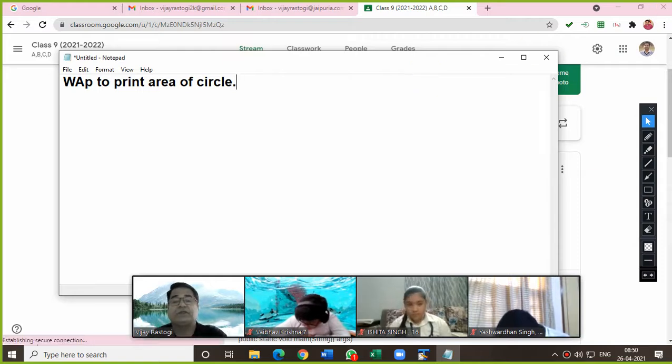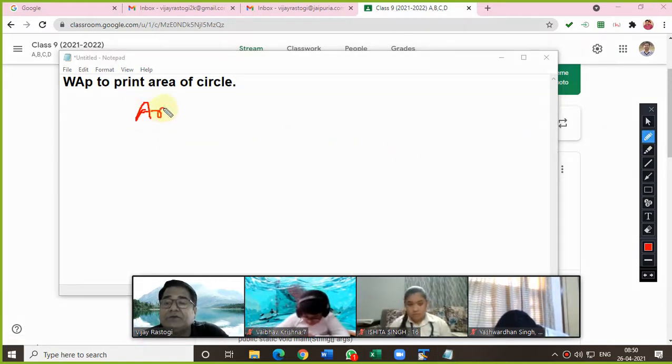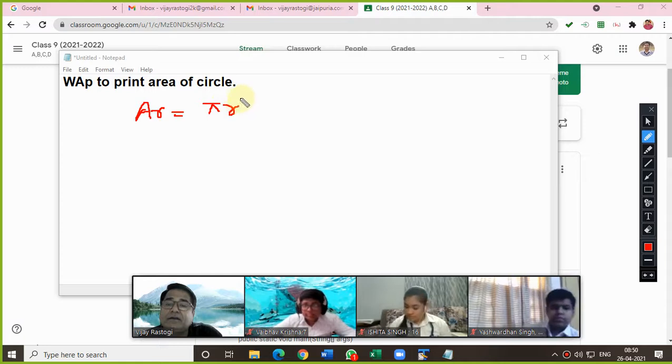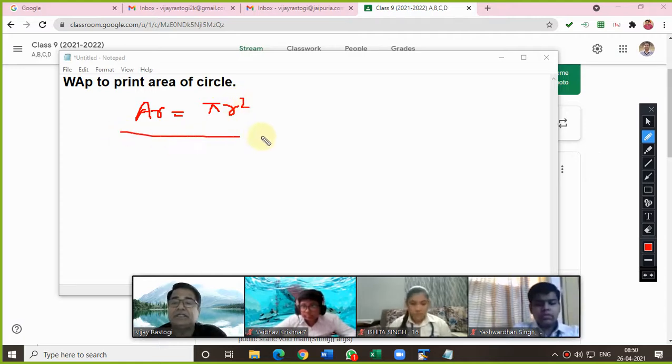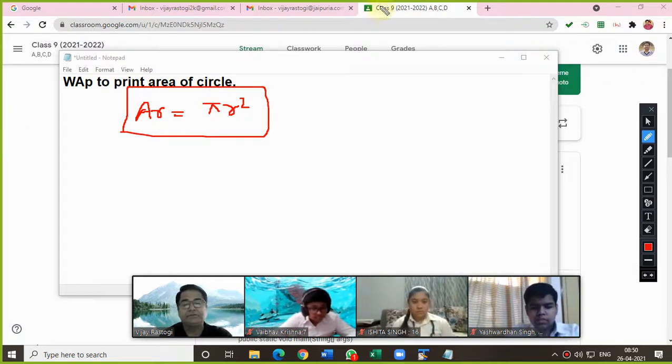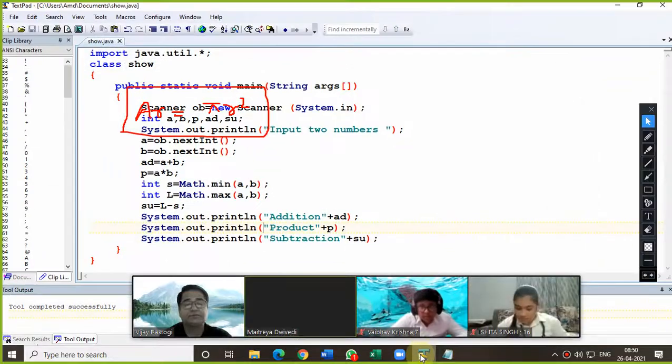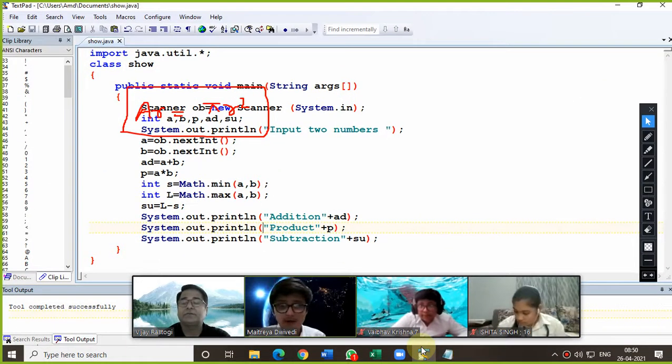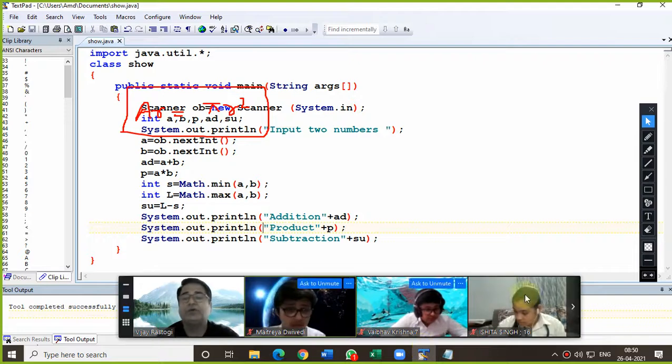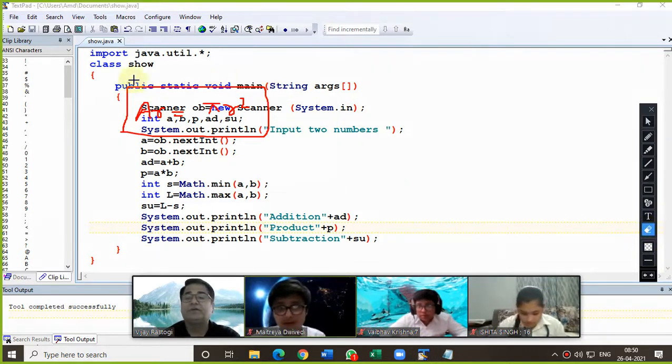Do it fast. Where the area of circle, AR, equals pi r square. This is the formula. Please do it fast. So we have to take pi as 22/7 or 3.14. Beta, take it as 3.14. Okay.